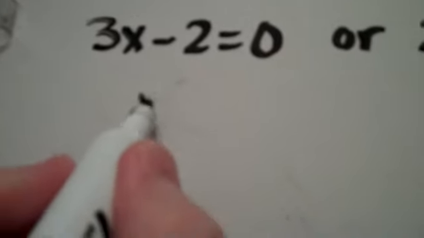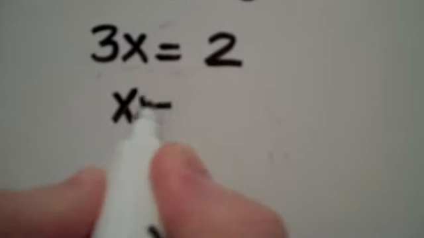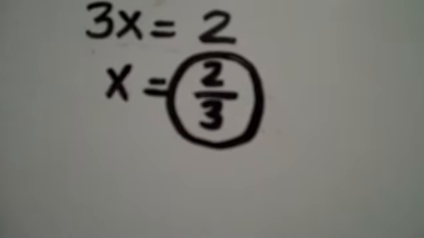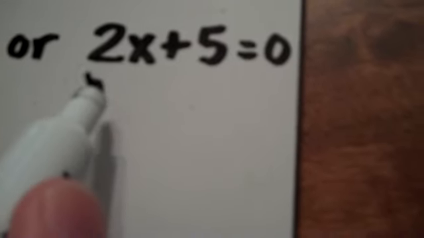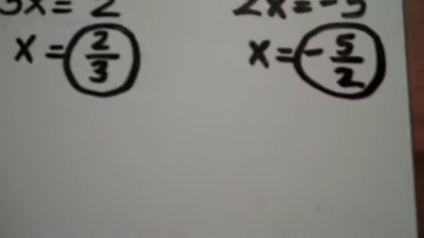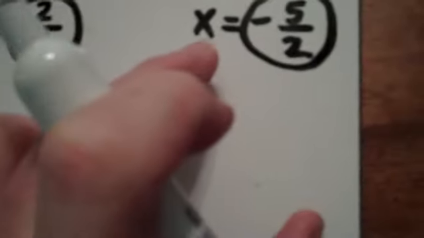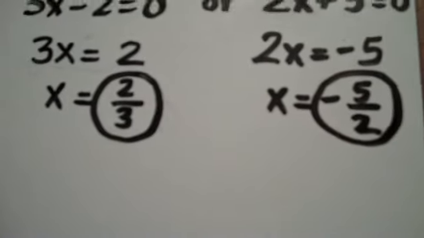In this first case, 3x is equal to 2. When I divide by 3, x is 2/3. So one of my answers is 2/3. My other answer, when I take 2x plus 5 and set it equal to 0, 2x is negative 5, x is equal to negative 5/2. Therefore, this function has two real zeros, namely x is 2/3 and x is negative 5/2.